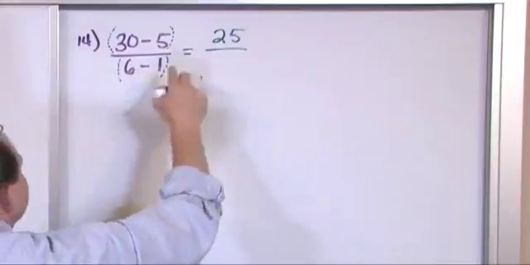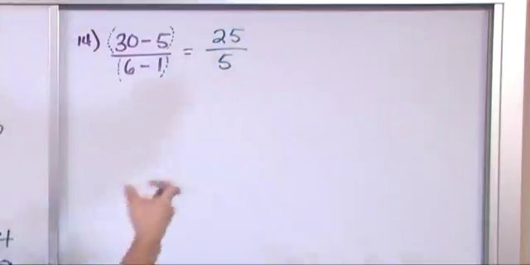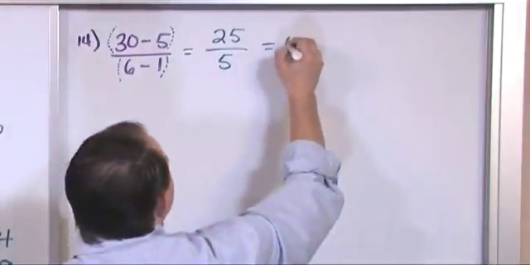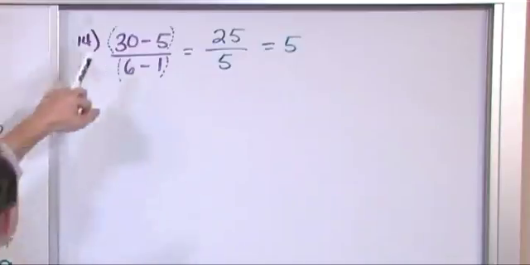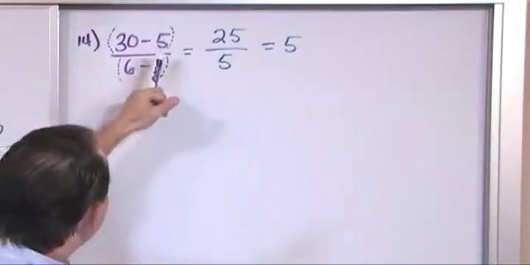On the bottom, we're going to have 6 minus 1, giving us 5. Now we have something we know how to deal with. 25 divided by 5 is going to give you 5. If you don't think about this little trick here, you're going to get confused. Do you divide 30 divided by 6? Do you take 5 divided by 1?